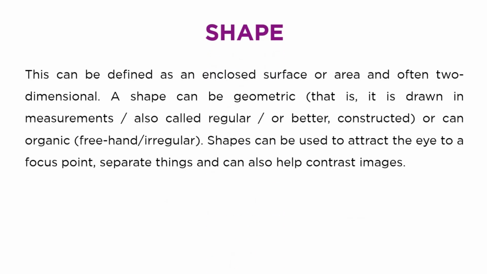Shape. This can be defined as an enclosed surface or area and often two-dimensional. A shape can be geometric, that is, it is drawn in measurement, also called regular, or better called constructed. It can either be any of these, or it can be organic, that is freehand, also called irregular.